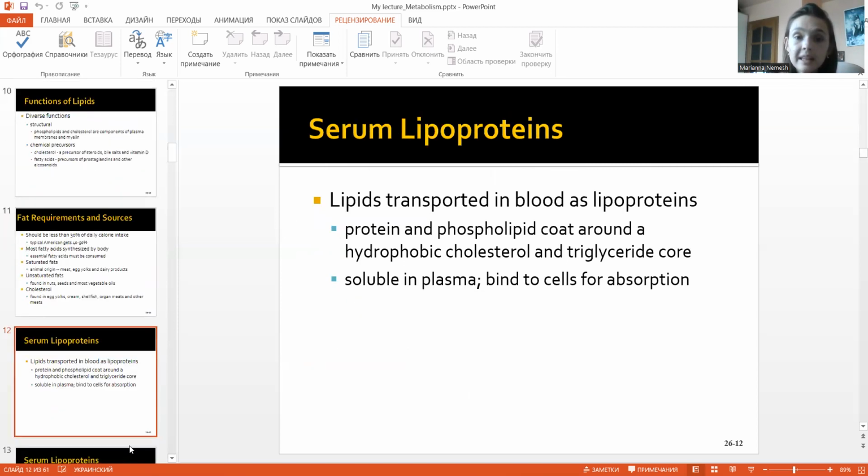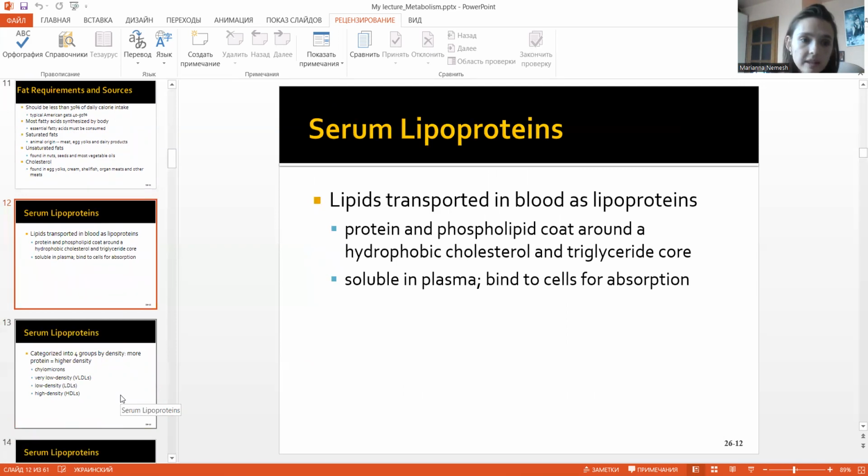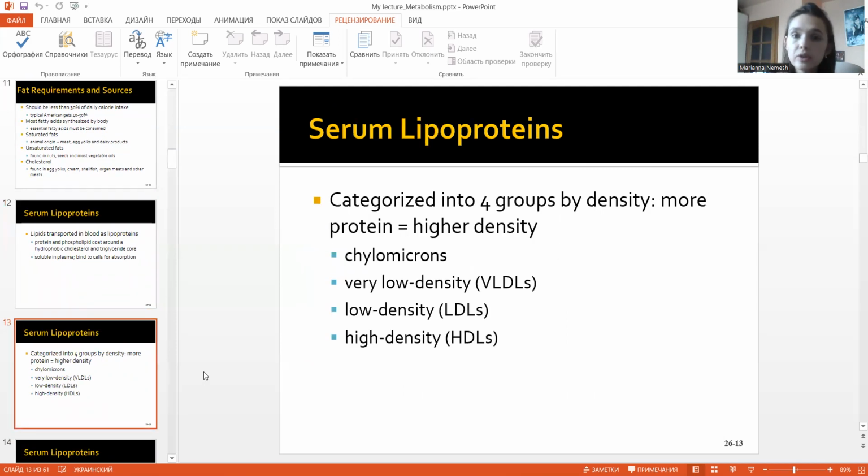So when we talk about lipid transport in the blood, lipids travel in combination with proteins as lipoproteins. Protein and phospholipids surround the hydrophobic cholesterol and triglyceride core. When we talk about serum lipoproteins, we categorize them into 4 groups, depending on their density. These are chylomicrons, which mainly consist of triglycerides from the digestive system and deliver lipids via the lymphatic system first of all to the liver. Then very low density lipoproteins, low density lipoproteins, and high density lipoproteins.